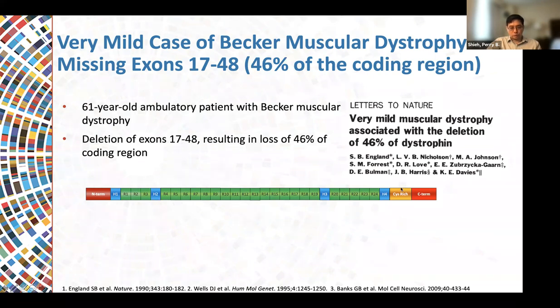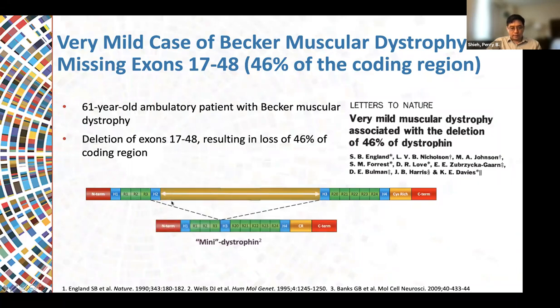So if you show this graphically, the whole gene here, this is what was missing. Everything from here all the way to here. That's 46% of the gene was missing. So he had this portion, he had that portion, but he was missing everything in between. And so the lesson learned here was that you don't need the whole dystrophin gene to be able to survive, you know, to 61 and ambulate.